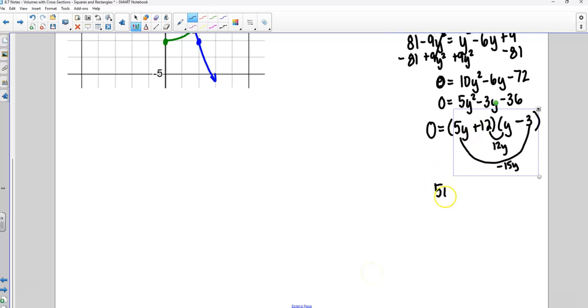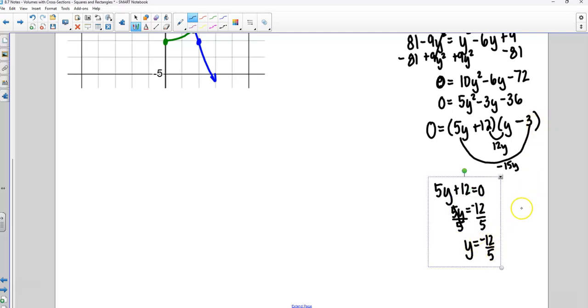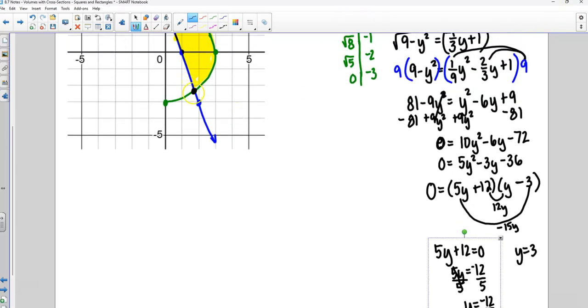This is 5y plus 12 is going to equal 0. So we'll move the 12 over. 5y will equal negative 12. We'll divide by 5. So here's what we were looking for, y equals negative 12 fifths. And then the other one is just y equals 3, which we already could tell from the graph. We didn't really need that one very much, but there it is if we need it. So this intersection point right here, your y coordinate is negative 12 fifths there.